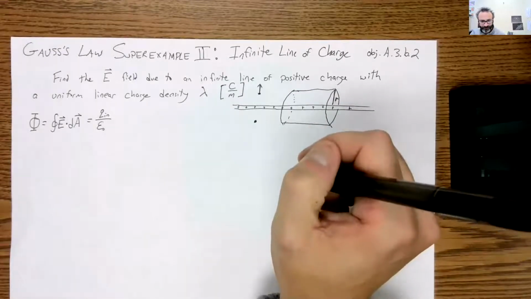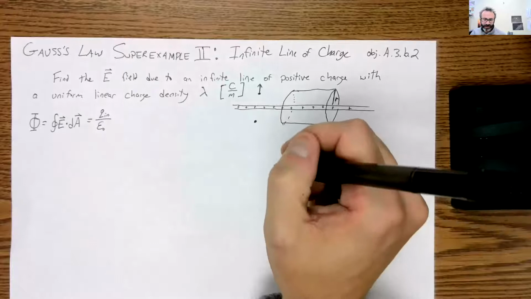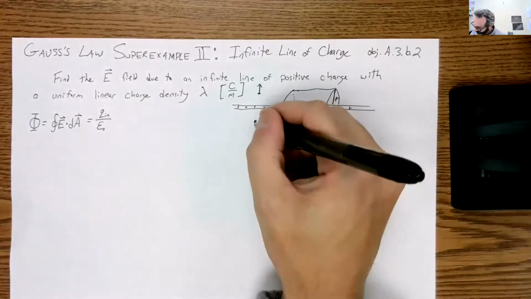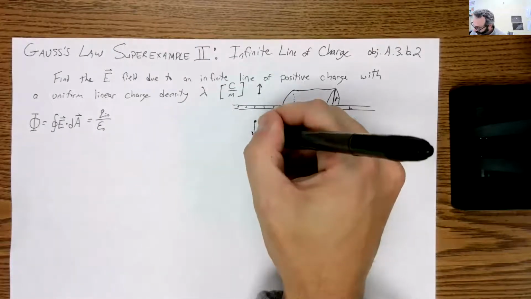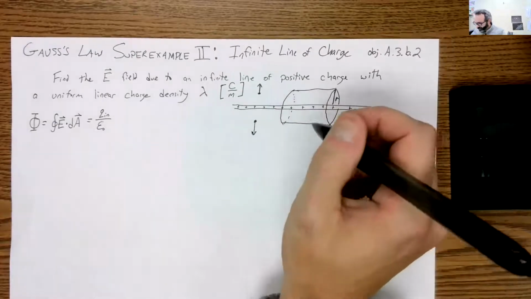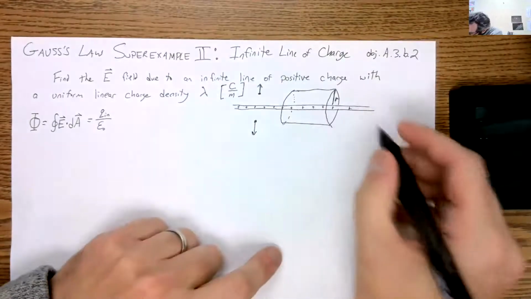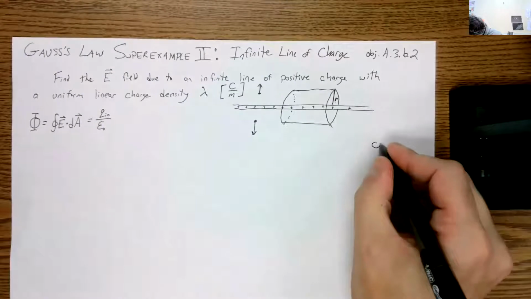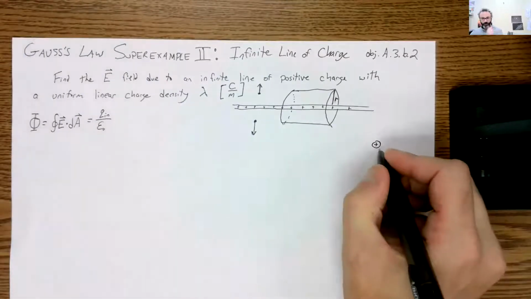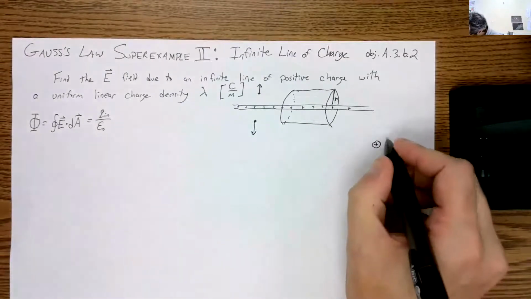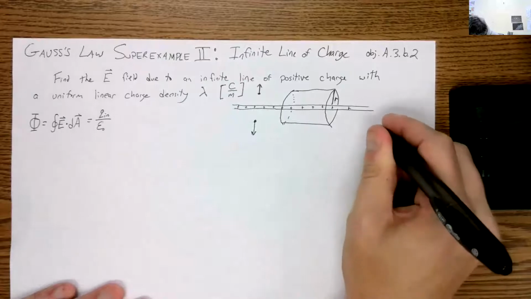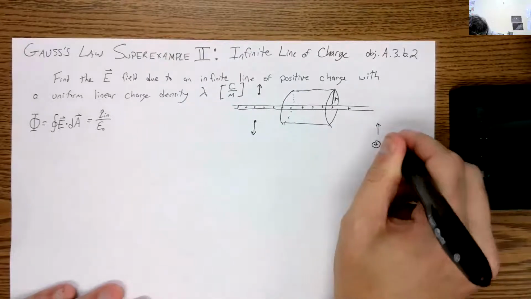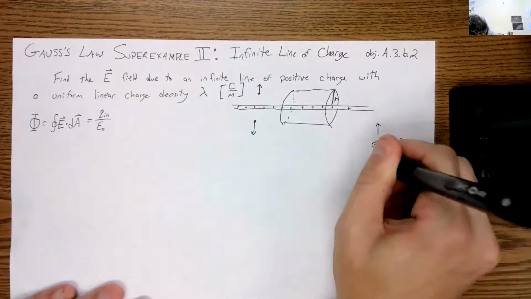Straight down, right? The electric field here has to be straight down, directly away from the wire. And if we look end on, let me draw a quick end on view of the wire. So here's our infinitely long wire, coming out of the page and into the page. We can tell that the electric field is always going to point directly away, radially outwards.